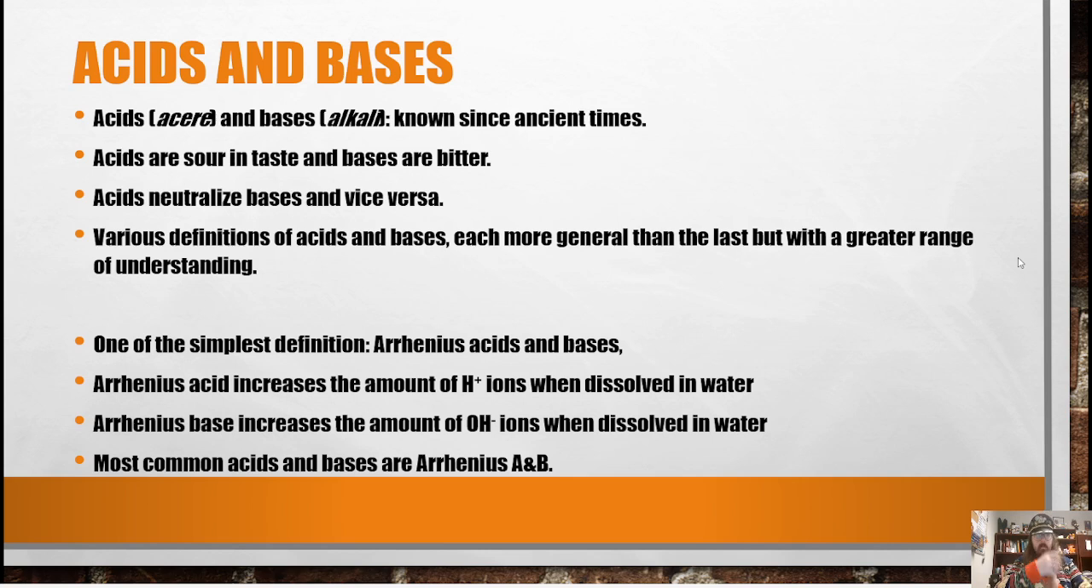So, the first thing to note is acids and bases were known since ancient times. We're talking about the Greeks and the Romans knew about acids and bases. Since the invention of soap, we've known about acids and bases. But acids come from, I think, Greek acerae, and the bases, alkali. We still use alkali nowadays, but acerae, not so much.